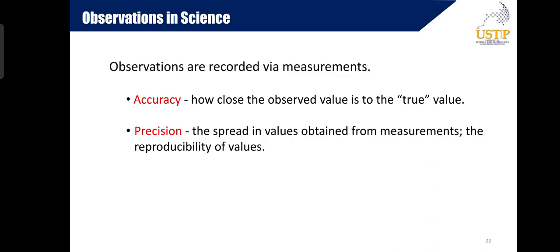There is that minimum of 3 trials. So dapat when you say precise ang imong measurement, your 3 trials should be close to each other. But when you say accurate, your 3 trials should be close to each other, at the same time close to the true value that you have calculated through theoretical calculations.